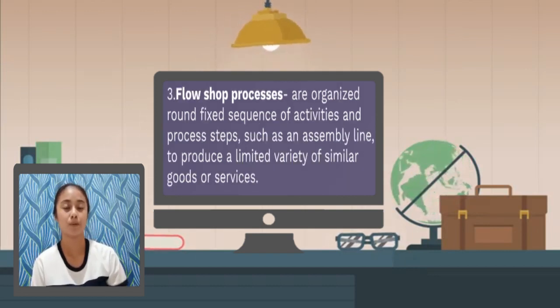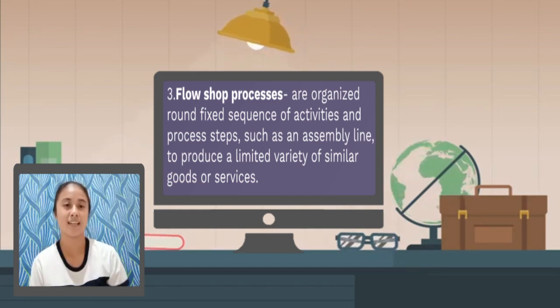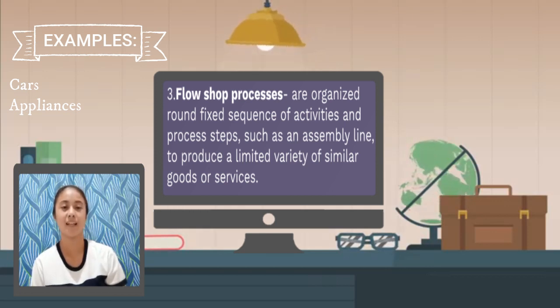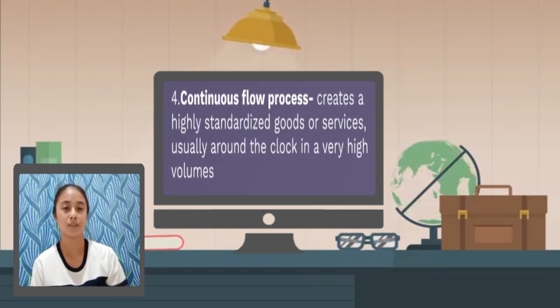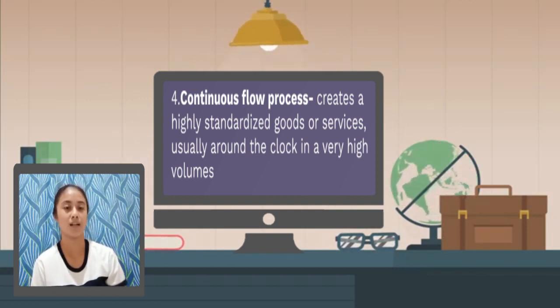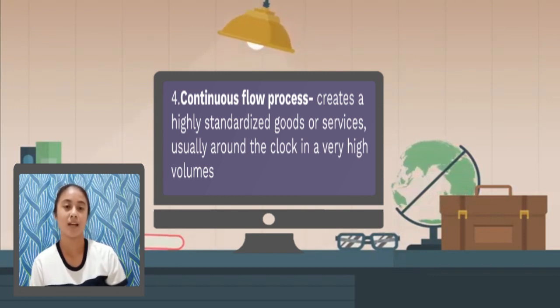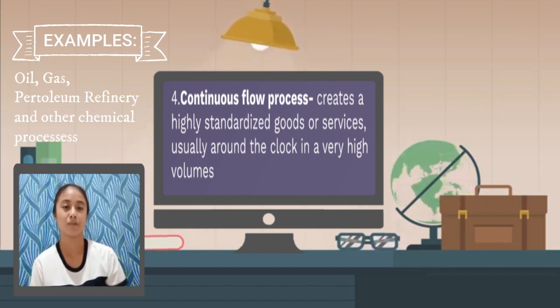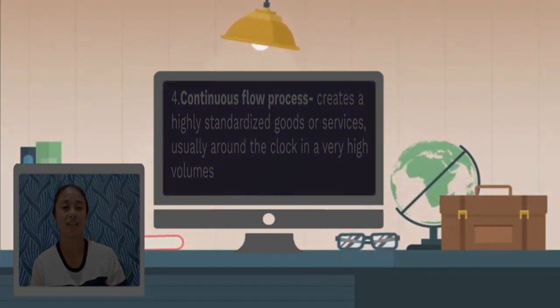Third, we have flow shop production. It is the repetitive continuous task. Examples of these are cars and appliances. And lastly, we have the continuous production process. This type of production process is continuous, 24 hours a day, 7 days a week, all year. Examples of these are oil, gas, and petroleum refineries and other chemical processes.